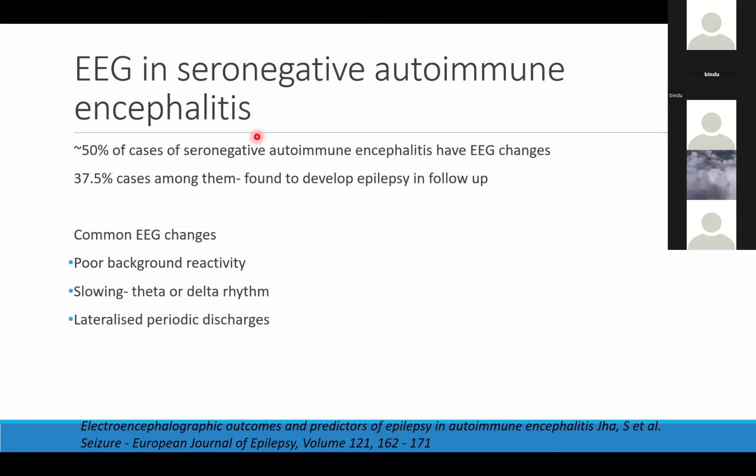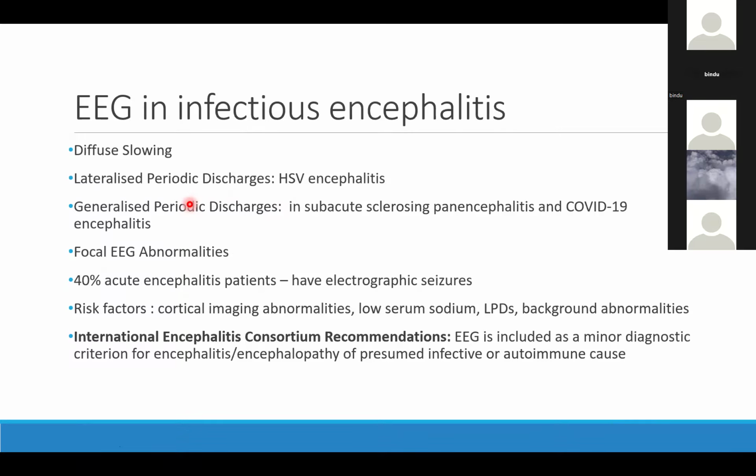Coming to EEG in seronegative autoimmune encephalitis, almost 50% of cases can show EEG changes like poor background reactivity, slowing, as well as lateralized periodic discharges. Coming to EEG in infectious encephalitis, similar findings like lateralized periodic discharges, characteristic in HSV encephalitis, can be seen.